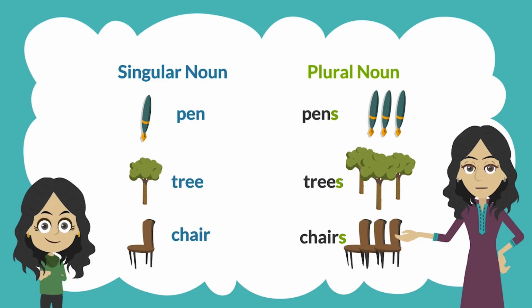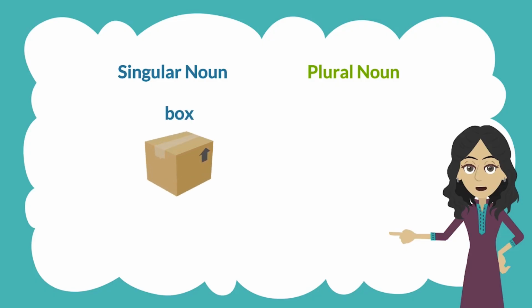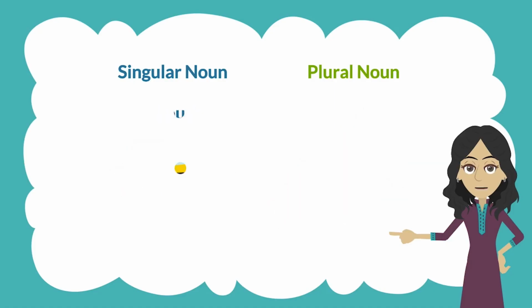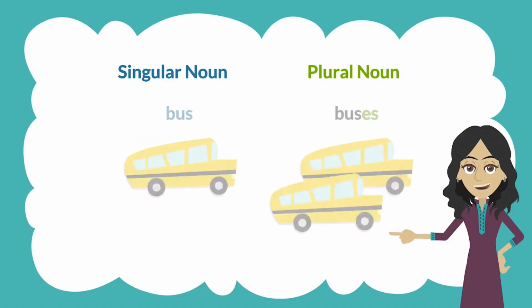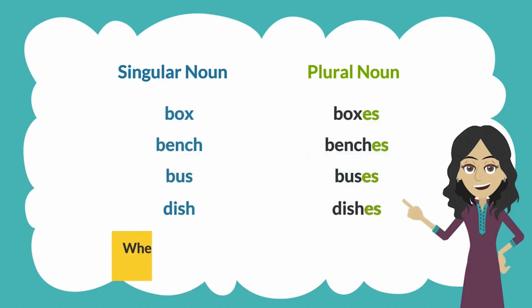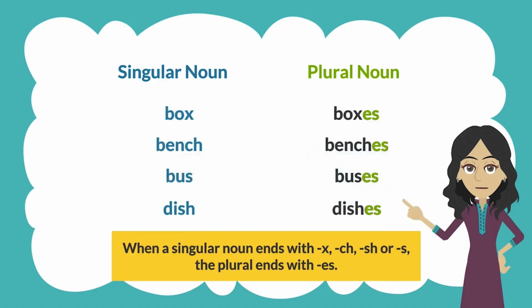However, for some nouns, it will be wrong to change them to their plural by just adding s. Let's look at a few examples. The plural of box is boxes. The plural of bench is benches. The plural of bus is buses. The plural of dish is dishes. When a singular noun ends with x, ch, sh, or s, the plural ends with es.